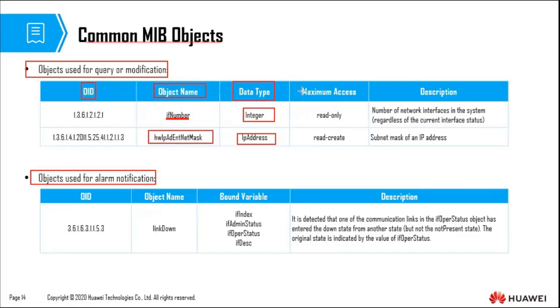Then maximum access. The maximum access can be, for example, read only. We all understand what read only means. So read only means you can only read the information, but you can't change it. Are we together? The other one that is available is read write. Read write means you can read it and you can also change it. You can modify it.